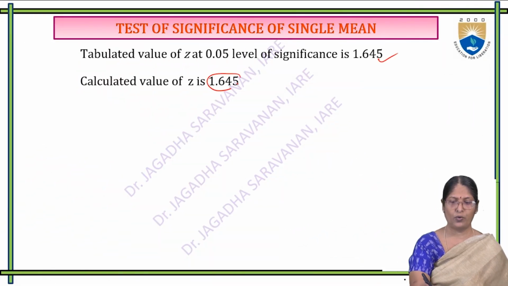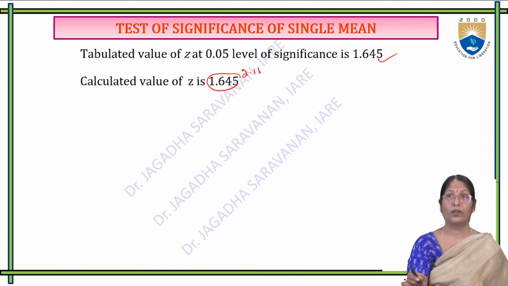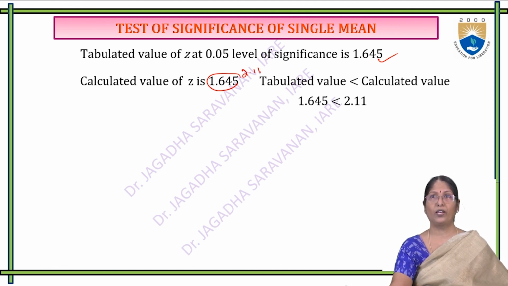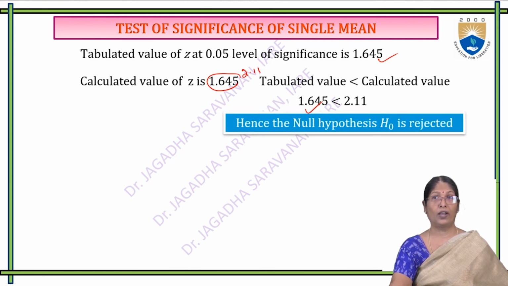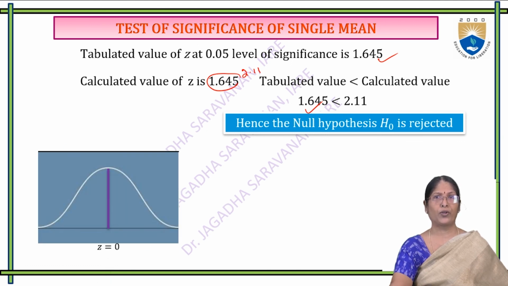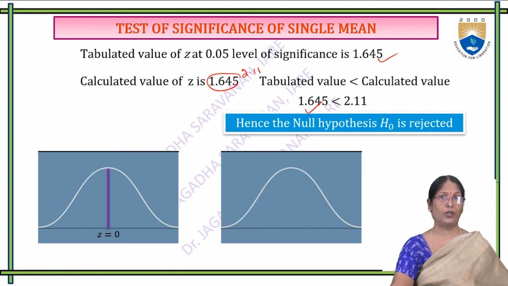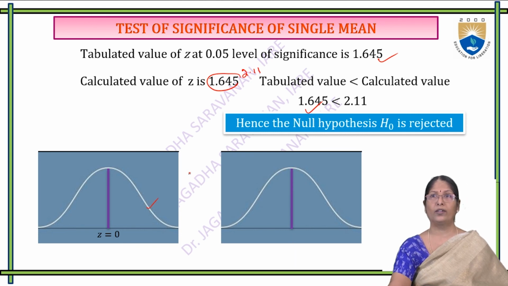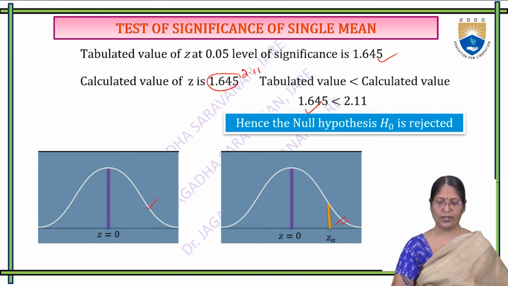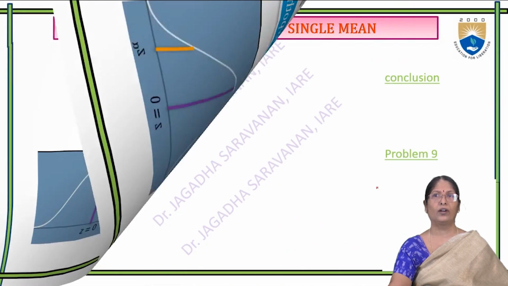Here it should be written 2.11. So the tabulated value 1.645 is less than 2.11, so the null hypothesis we defined is rejected. Our bell-shaped symmetrical line divides the normal curve, and it is a right-tailed test. That is the rejected region. It is on the right side.